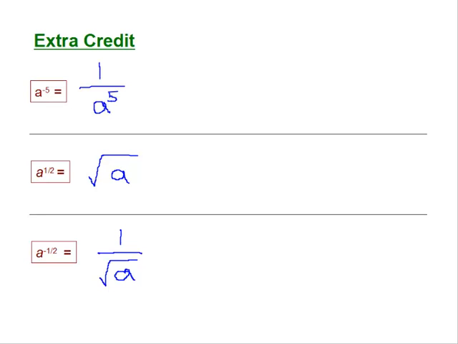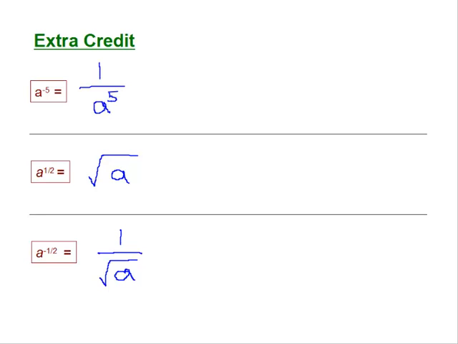When you have a half as your exponent, what that really means is take the square root. So in much the same way an exponent of 2 means you square the base, an exponent of 1/2 means you take the square root of the base. And putting those ideas together, a to the minus 1/2 means you are both taking the square root and dividing by the square root of a.